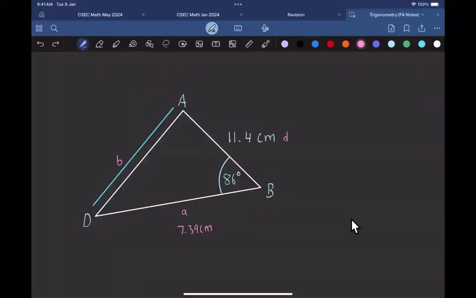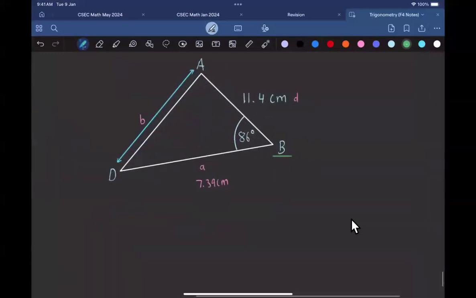Right. Rihanna, why are you using the cosine rule? Because we have an included angle. Right. And where's the included angle? 86. Right. So tell me how that formula would look in terms of A, B, and D. Tell me what it would look like. A over sine capital A.